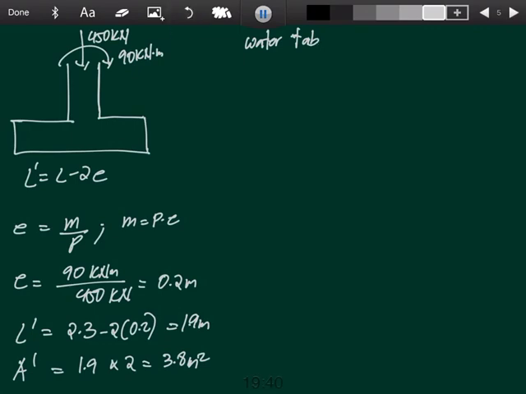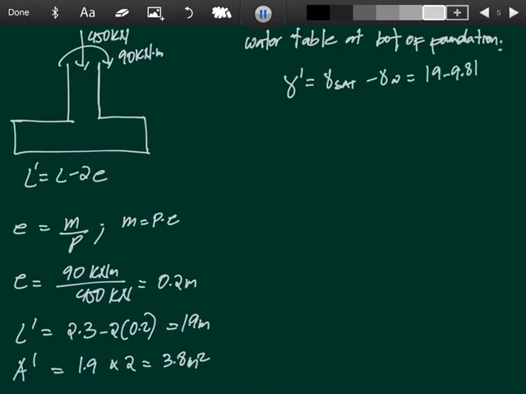Water table at bottom of foundation. So our water table is at the bottom of the foundation. So our gamma is equal to gamma prime, that is gamma sat minus gamma of water. At ang gamma sat natin ay 19 minus 9.81. Ang gamma prime natin ay 9.19 kilonewton per meter cube.